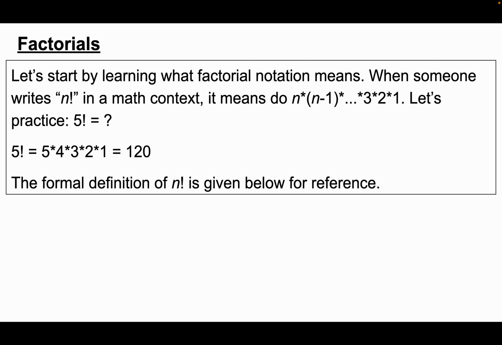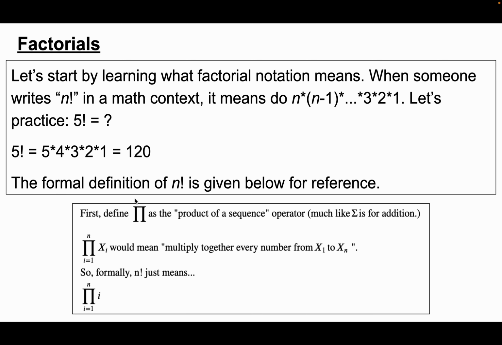The formal definition of n factorial is given below for reference. You may see this capital pi here, although the Greeks may have pronounced it P, I don't know. But anyways, this is the product of a sequence operator, much like capital sigma is the addition of a sequence. So for instance, this notation here tells us to multiply every observed value of x. So formally speaking, n factorial can be written very simply as multiply together every number from 1 to n.